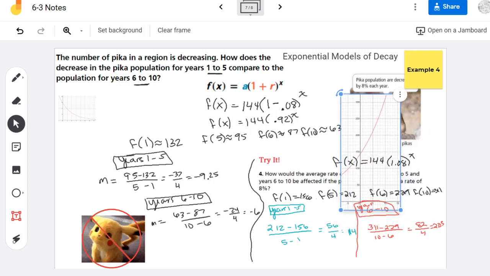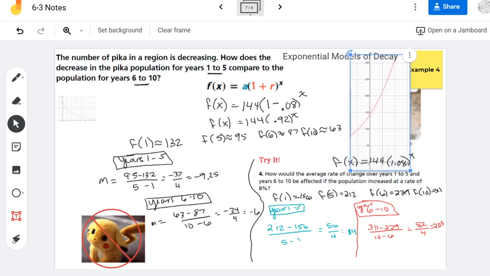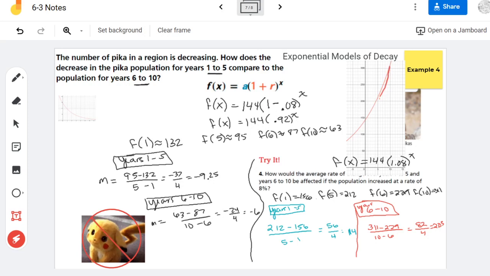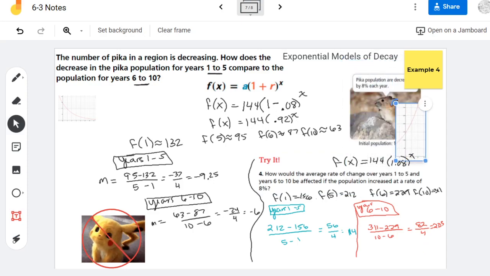And if I pull up this graph on Desmos, here's what it looks like. I just want to show you. Here's 1 through 5, and here's 6 through 10. Do you see how 6 through 10 is slightly steeper than 1 through 5? That's where you can see that their population is starting to boom more. You can even see that average rate of change on the graph.